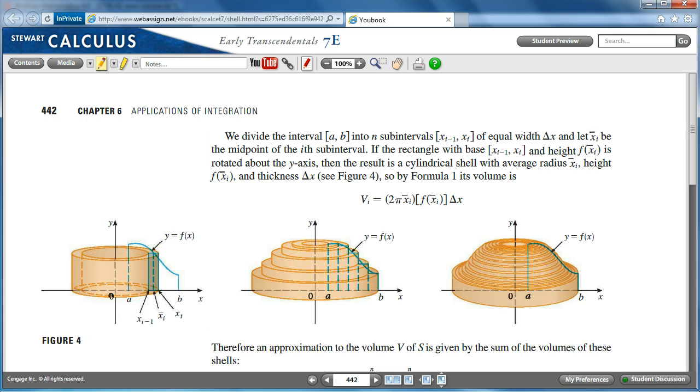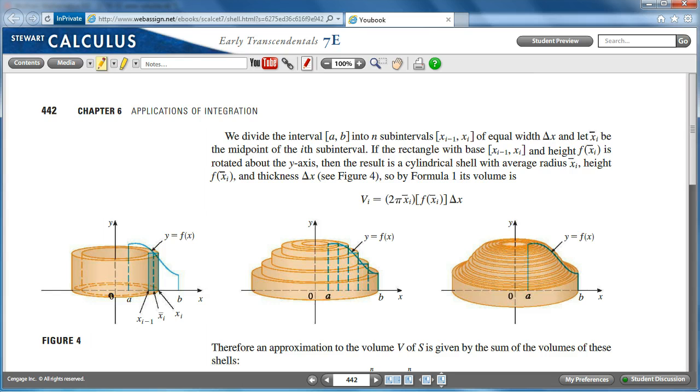We take not just one, but 1, 2, 3, 4, 5 rectangles from a to b and rotate all five of them with respect to the y-axis. What do you get? You get five cylindrical shells which approximate the original 3D figure. The third one is a kind of routine thing. Whenever a Riemann sum shows up, we take a finer subdivision and rotate them around.